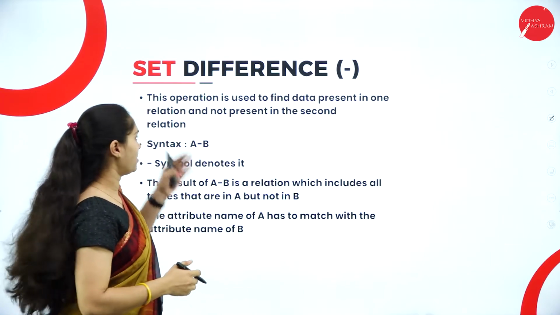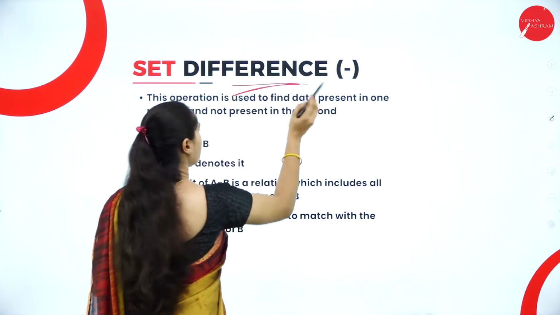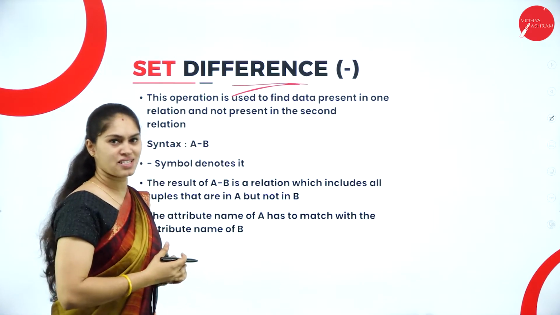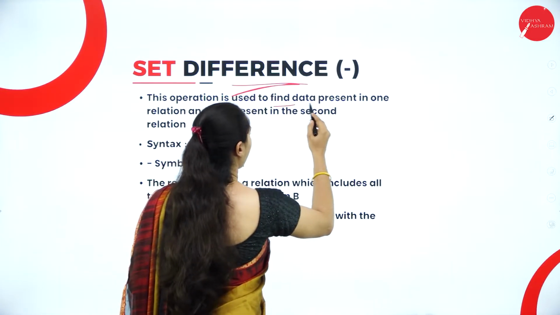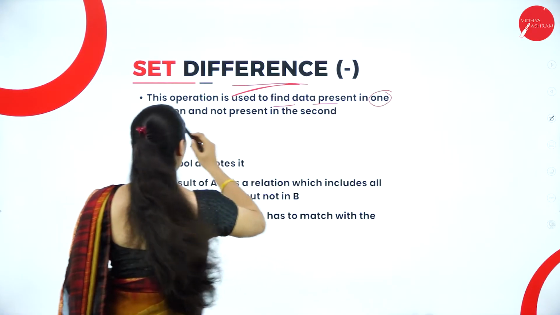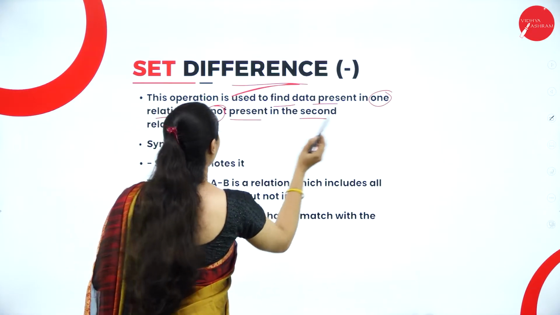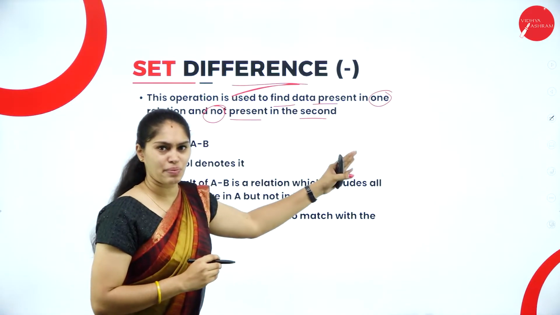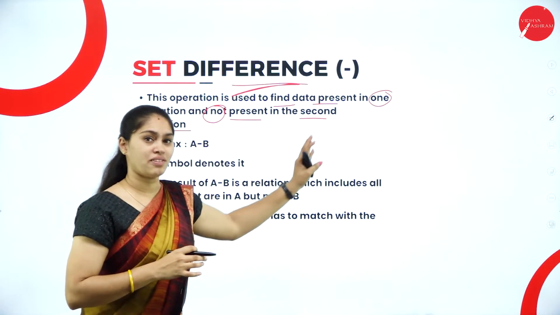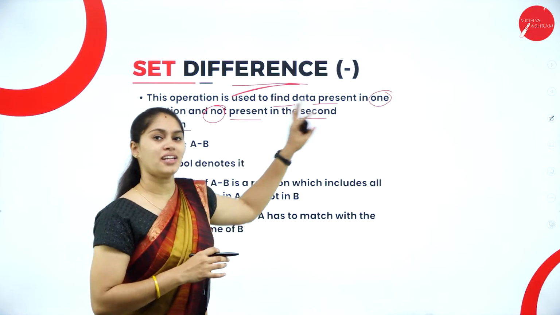Now we'll see about the set difference. For what reason are we going to have the set difference operation? We'll see now. This operation is used to find what is present in one relation and not present in the second relation. So if I say A minus B, then I am fetching the content whatever is there in A but what is not in B.